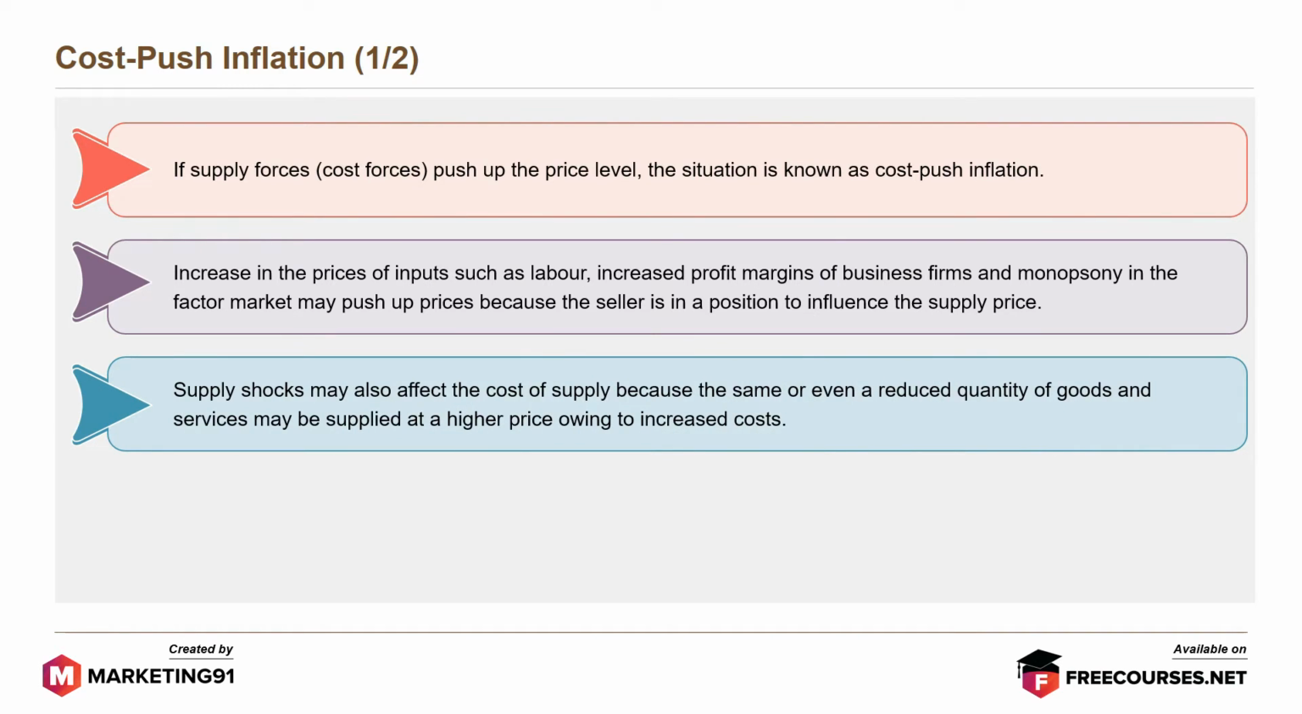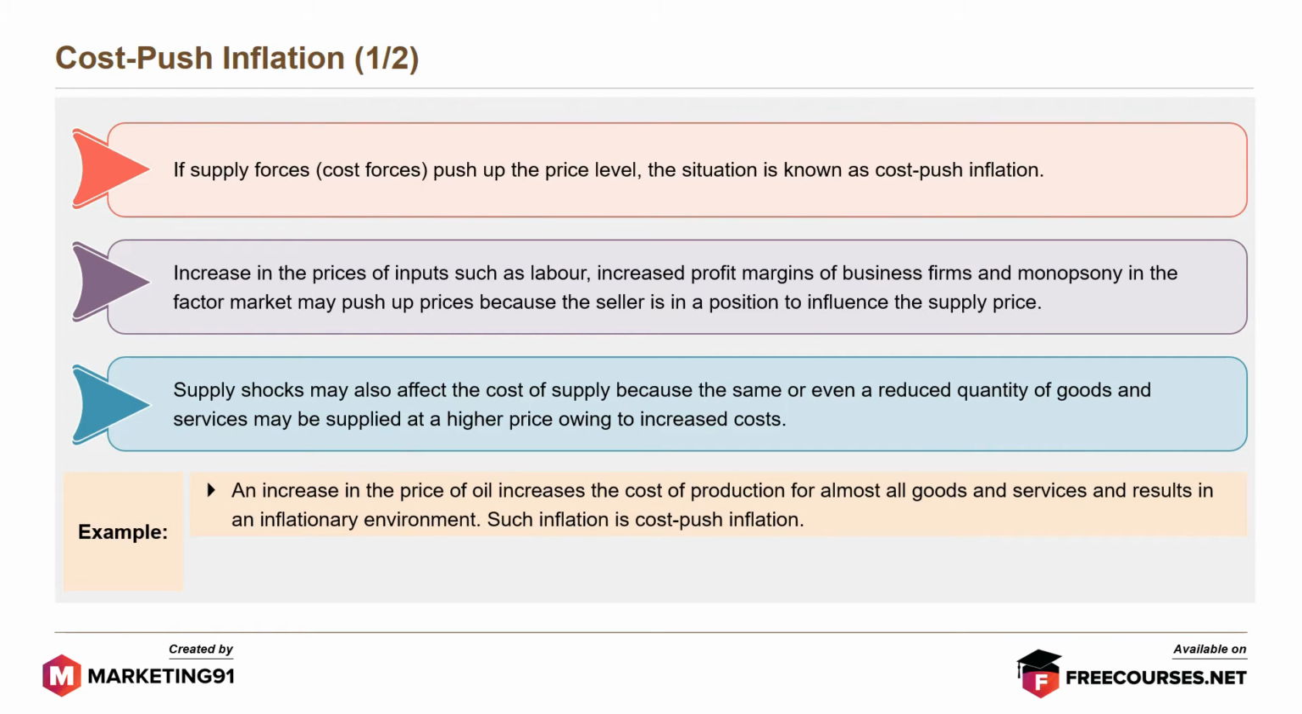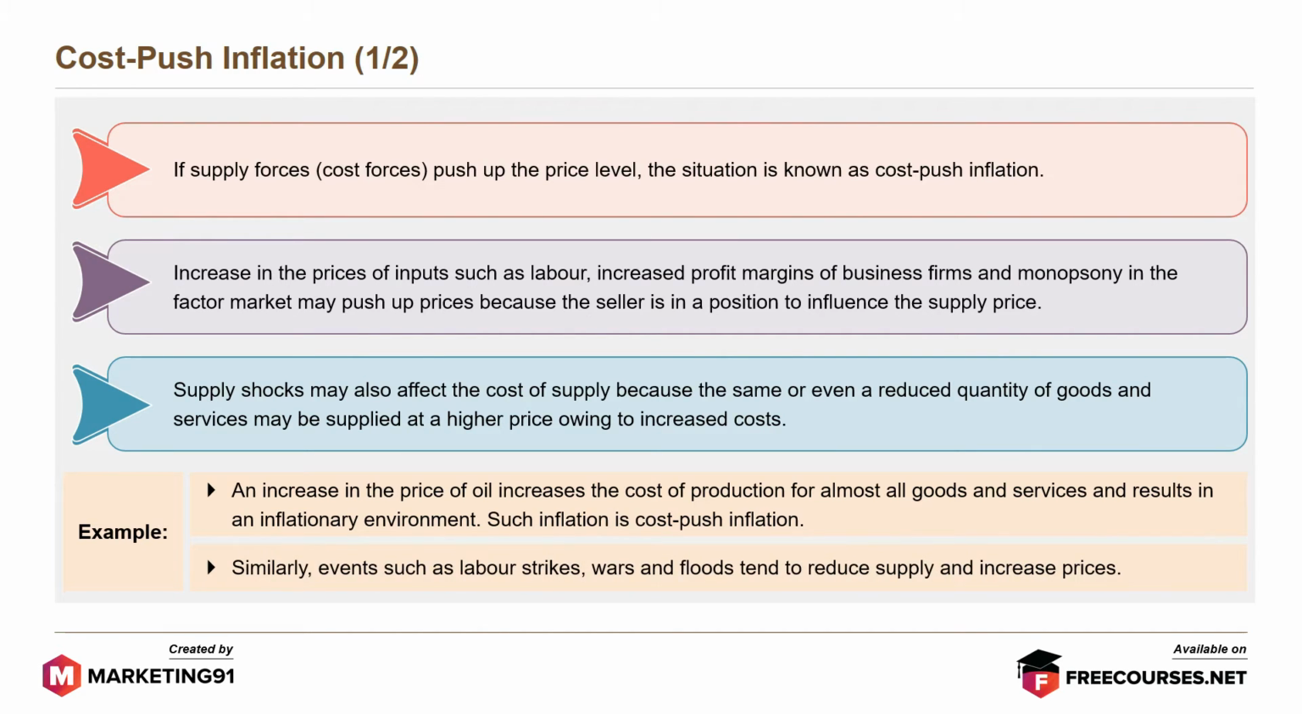Supply shocks may also affect the cost of supply because the same or even a reduced quantity of goods and services may be supplied at a higher price owing to increased costs. For example, an increase in the price of oil increases the cost of production for almost all goods and services and results in an inflationary environment. Such inflation is cost push inflation. Similarly, events such as labor strikes, wars, and floods tend to reduce supply and increase prices.